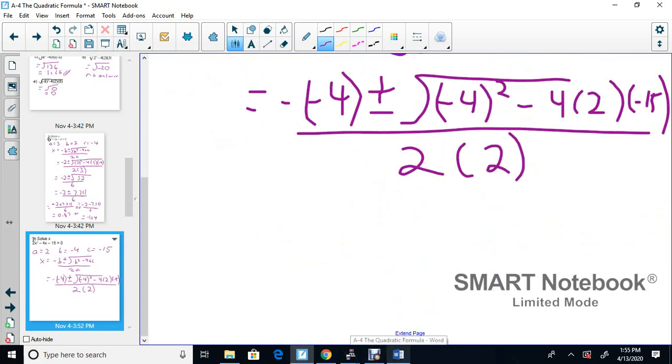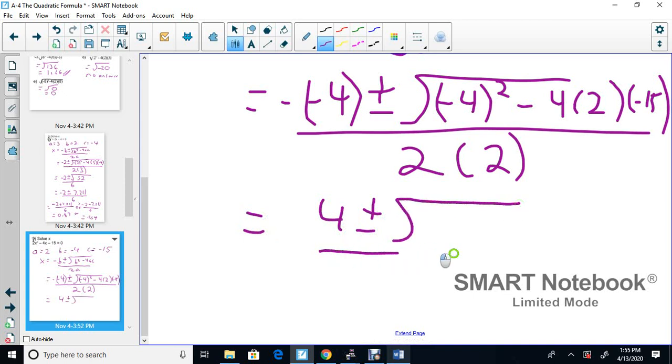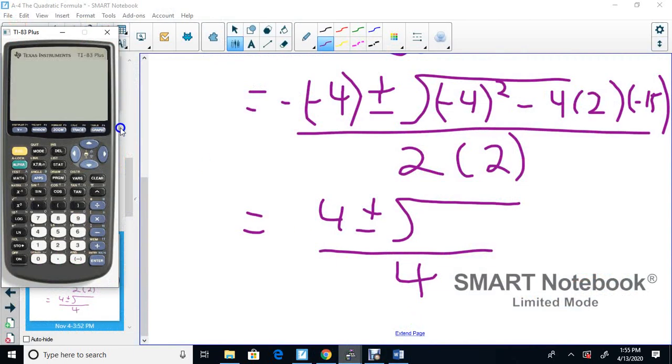Okay, so now we can do the two negatives, so that's just a +4, plus minus, and in the bracket we can find the answer, all over 4. So we go to our calculator. There it is. Oh, we got to turn it on. In a bracket, we put -4. And we square it. Okay.